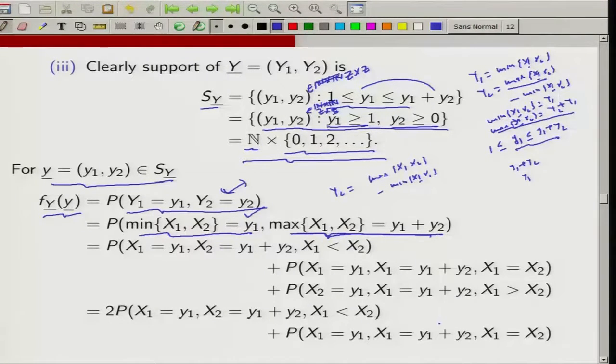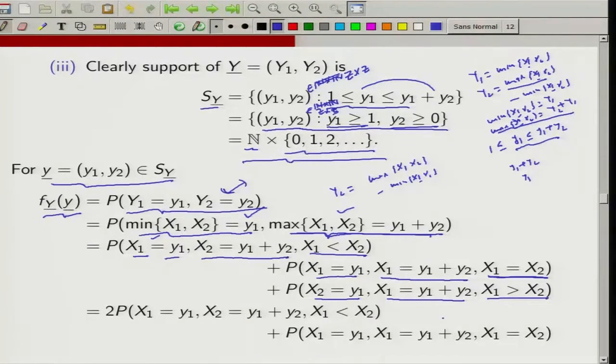So, I again apply the theorem of total probability on x1 less than x2, x1 equal to x2, and x1 greater than x2. If x1 is less than x2, the minimum I know is x1, so x1 is the same as y1, the maximum is the same as x2, so x2 is y1 plus y2. Then x1 equal to x2: in this case, the minimum of x1, x2 is the same as x1, so x1 is y1, the maximum of x1, x2 is also the same as x1, which is the same as y1 plus y2, and x1 is the same as x2. Then x1 greater than x2: in this case, the minimum is x2, so x2 is equal to y1, the maximum is x1, so x1 is equal to y1 plus y2.